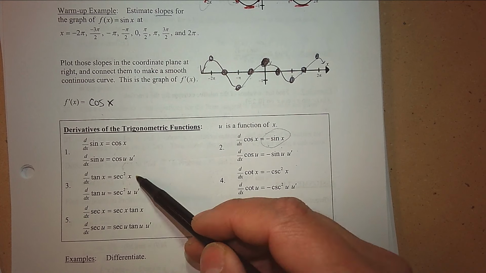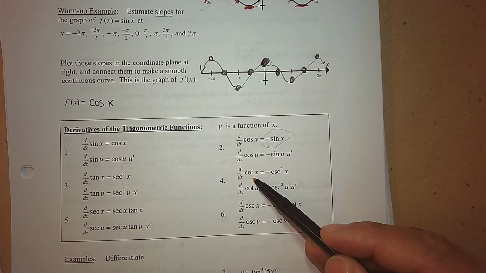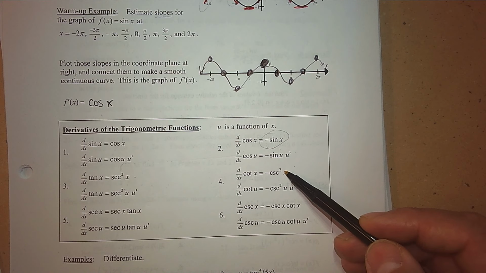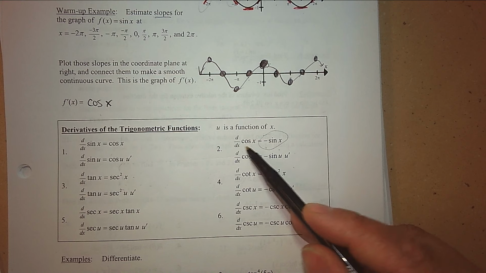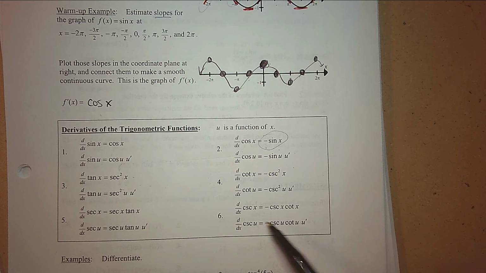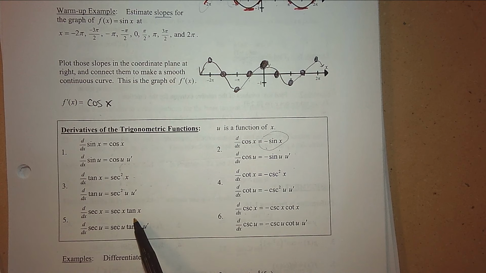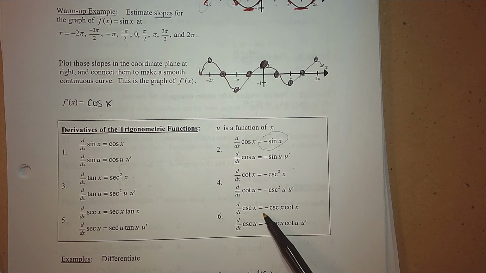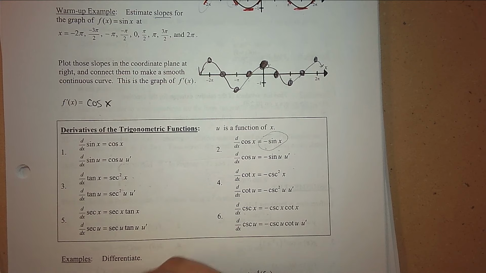For tangent, it's secant squared. For cotangent, it's negative cosecant squared. There is a structure pattern there. But you can see the negative, right? Co is negative. Co is negative. Co is negative. That's something to remember the signs, right? Secant is secant tangent, and cosecant is negative cosecant cotangent. You're going to have to suck it up. You got to know these rules. And how you know it is by practicing. So let's look at number 1.